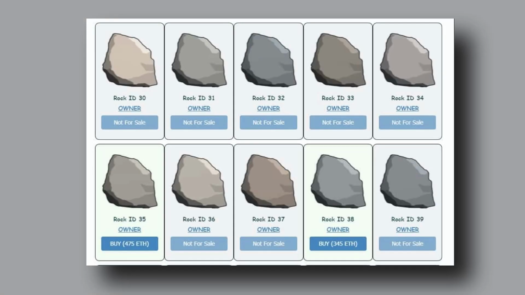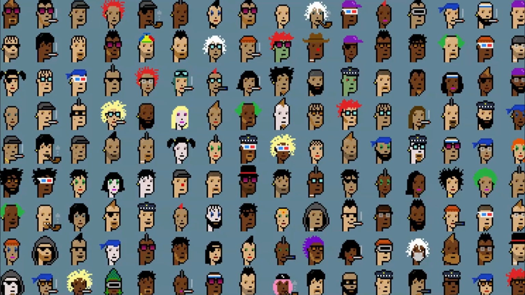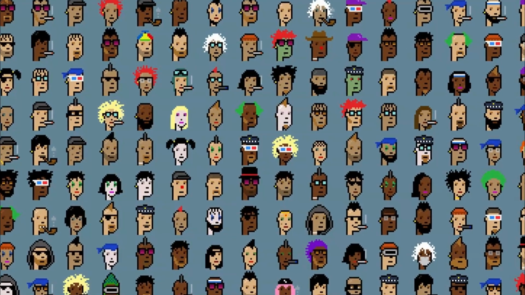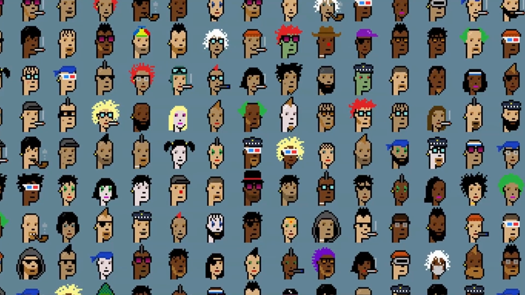Some NFT collections, including Ether Rocks and CryptoPunks, are examples of generative art, where many different images can be created by assembling a selection of simple picture components in different combinations.